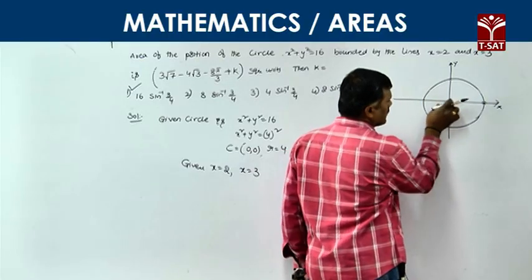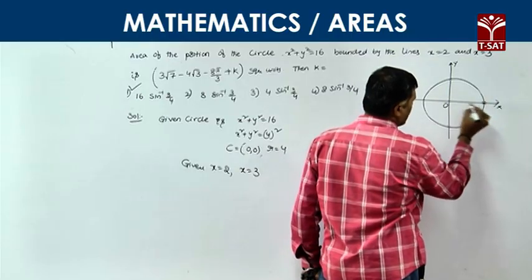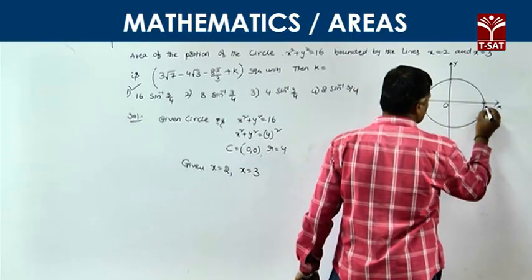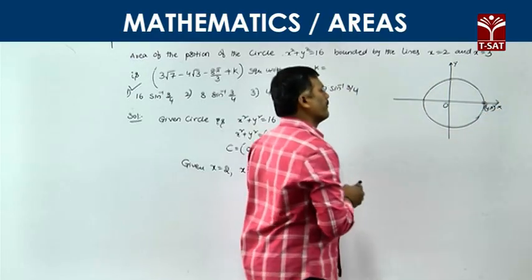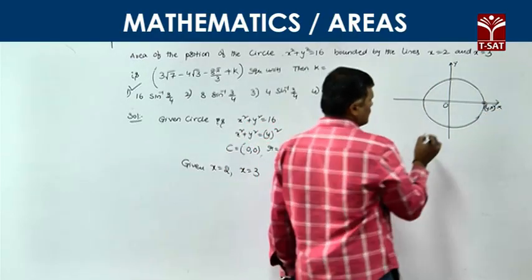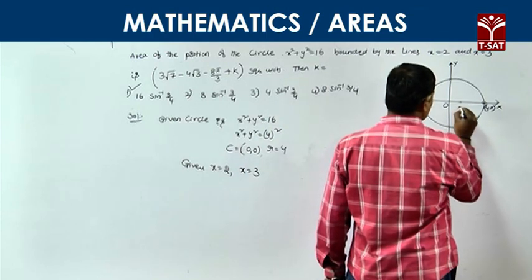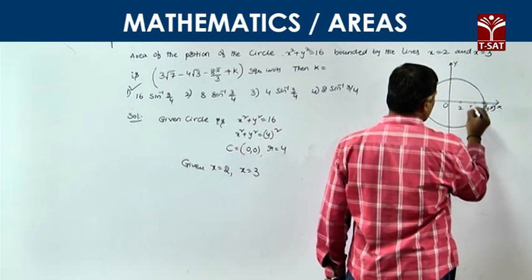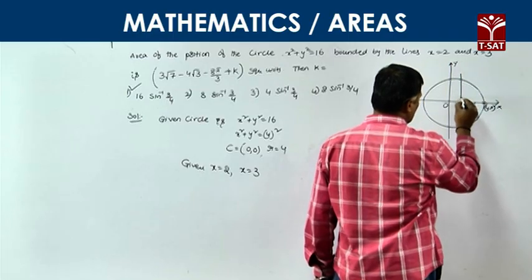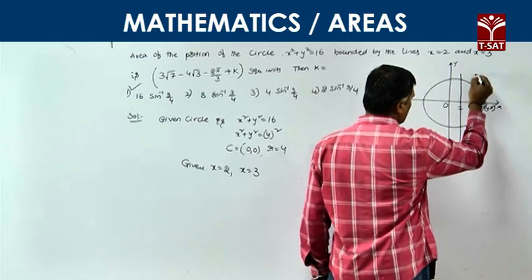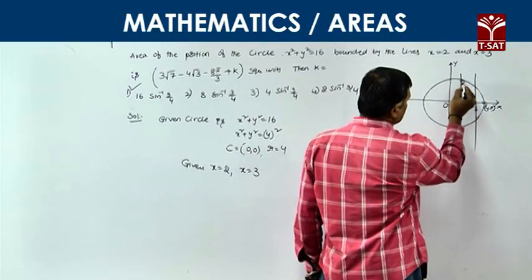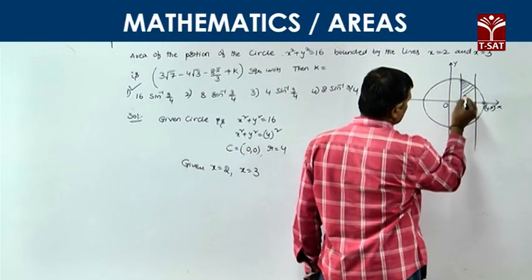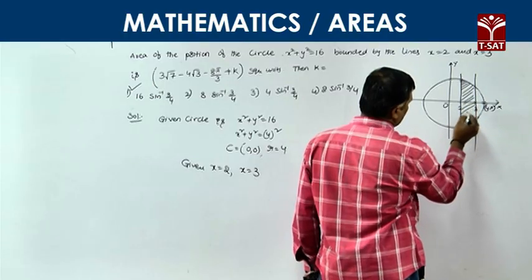The distance from the center to the circumference of the circle is the radius, whose radius is 4 units. So the point is (4, 0). Next, here 2 is there, and here 3 is there. x is equal to 2 and x is equal to 3. So we have to find this area. This is our required area.